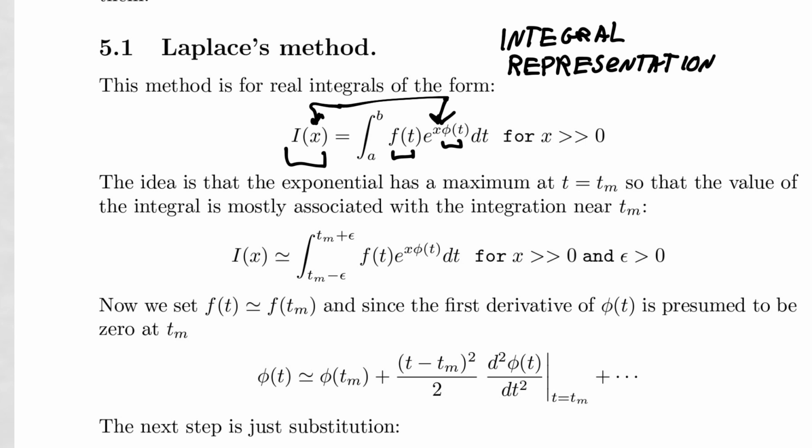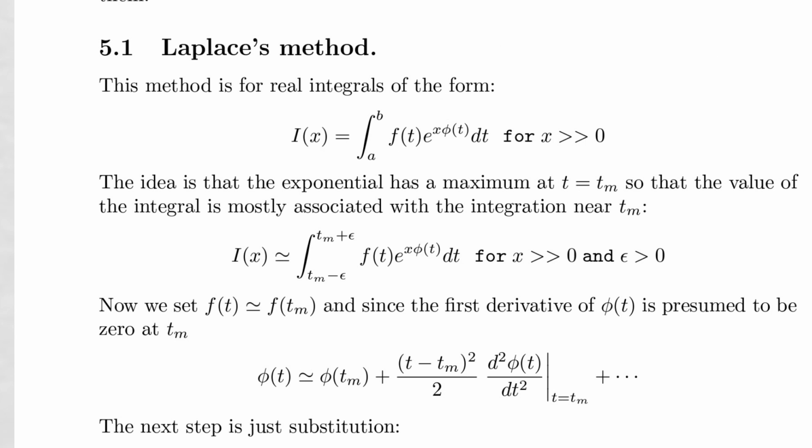So with this in mind, we now know that Laplace's method is when we have a function of a real variable and a real integral representation for that variable. And we're looking for the asymptotic form of this for x much larger than 0. So let's see how this might work.